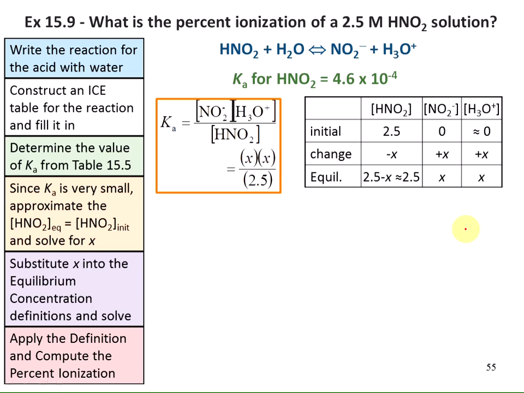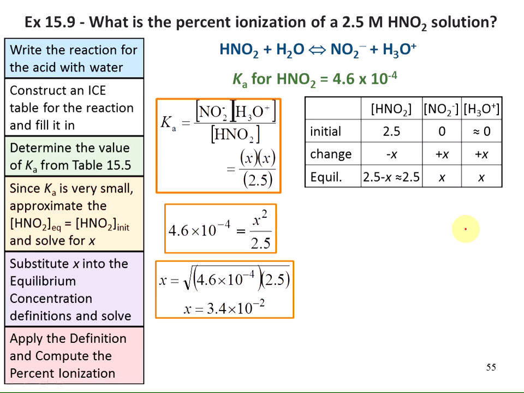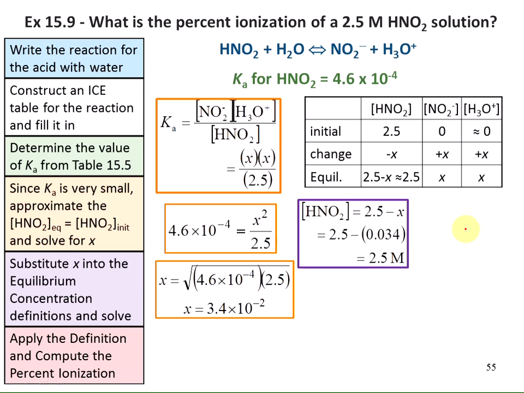So I substitute those values into our mass action equation. The Ka was 4.6 times 10 to the minus 4th equals x squared over 2.5. Multiply both sides by 2.5 and then take the square root of both sides, and you get an x value of 3.4 times 10 to the minus 2nd. Remember, that's the concentration of our hydronium ion, and the concentration of our acid is 2.5 minus x. So that 2.5 minus x is 2.5 molar. With sig figs, it doesn't really change.